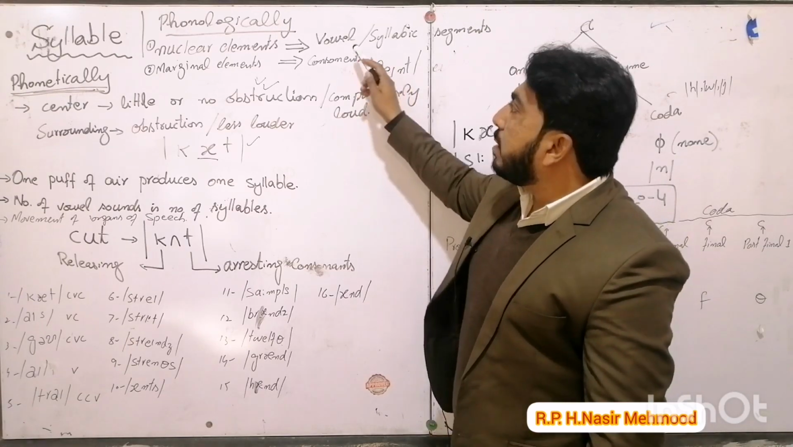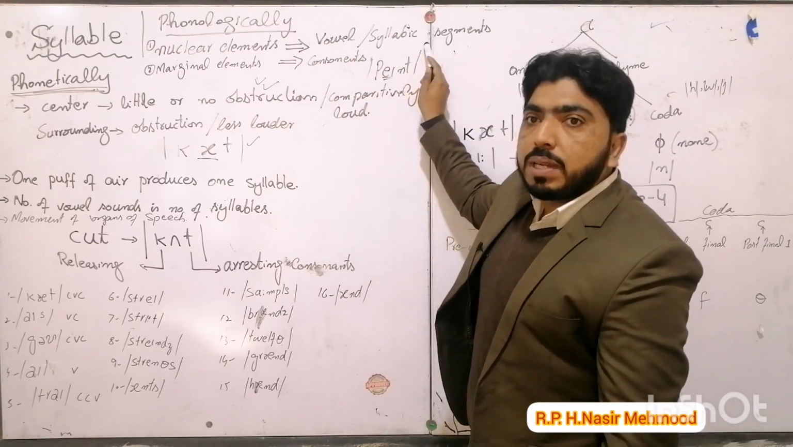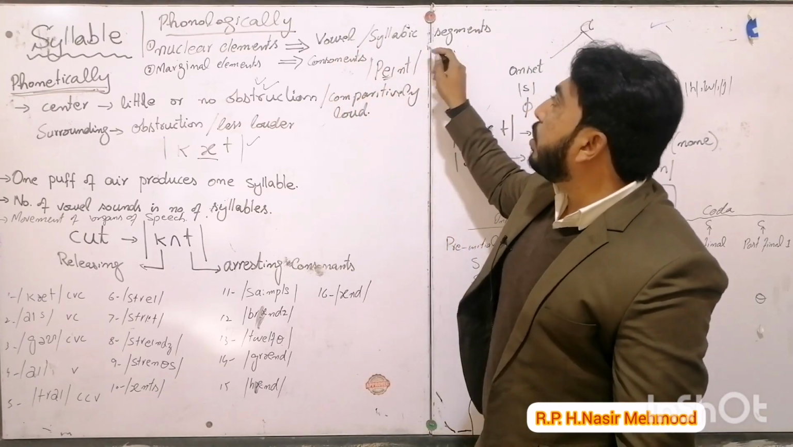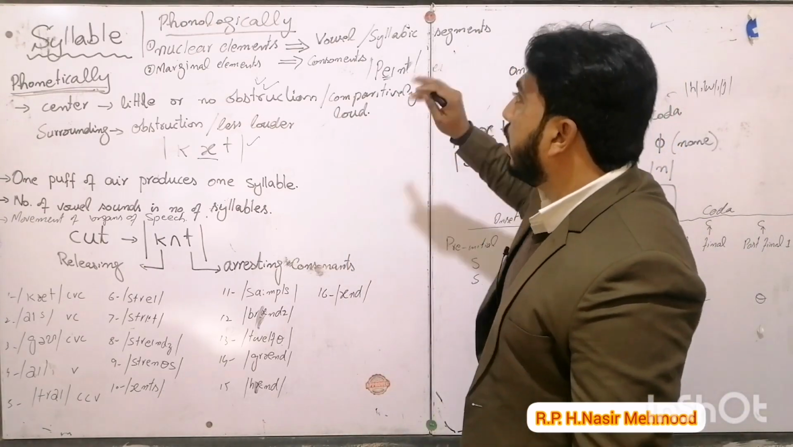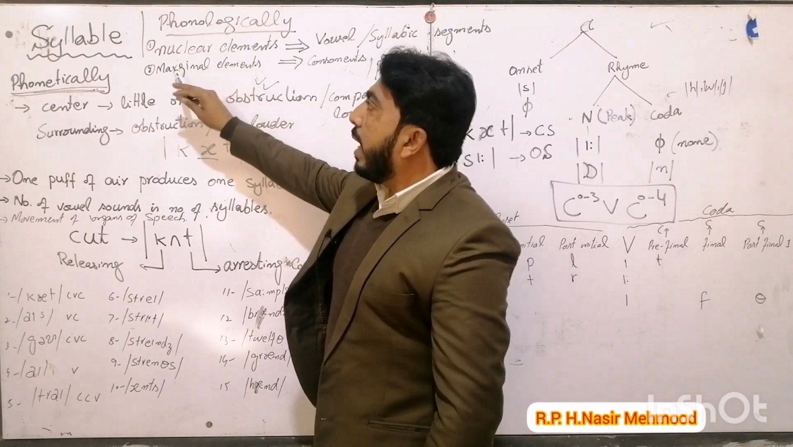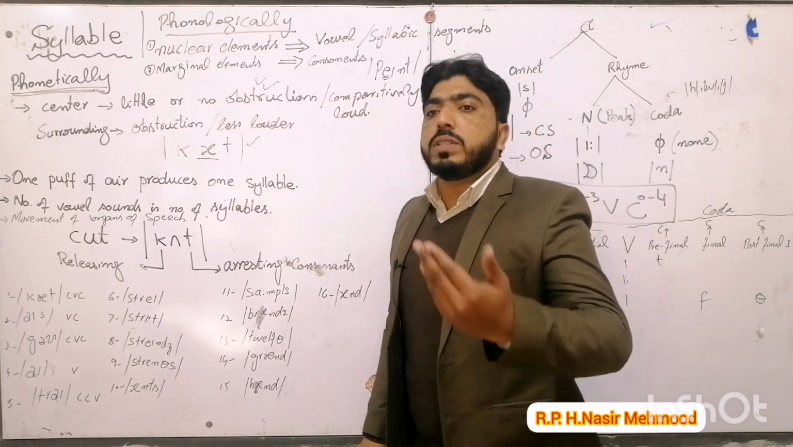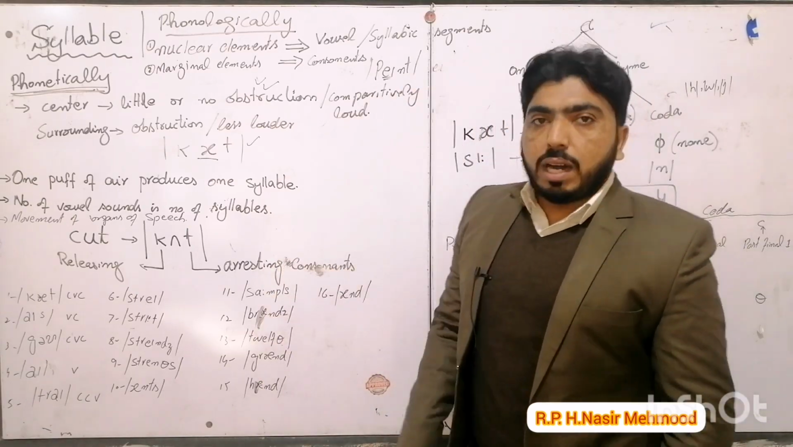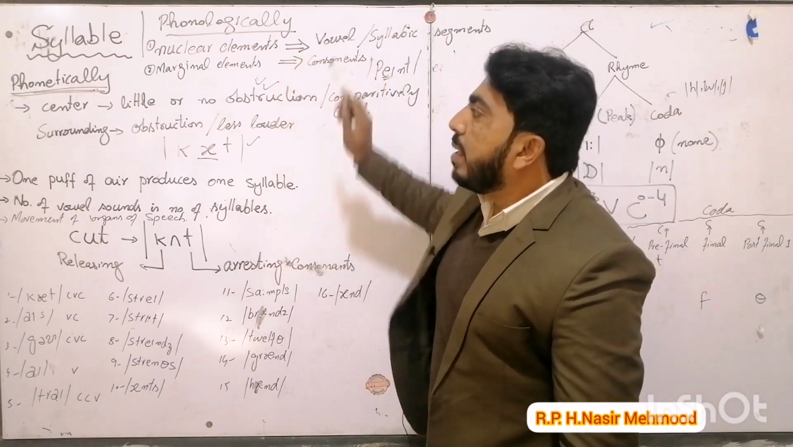Most of the time, the nucleus is a vowel. Nuclear element is always a vowel, but sometimes there is a consonant that may come at the place of the nucleus. In that case, we call that consonant a syllabic segment or syllabic consonant. That will be discussed in detail in another video. And phonologically speaking, the syllable consists of nuclear elements as well as marginal elements. And marginal elements are always consonants. Before the nucleus there are consonants, and after the nucleus, again there are consonants. This is the phonological definition of a syllable.